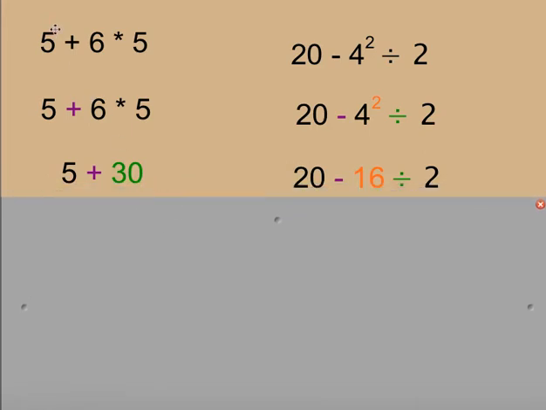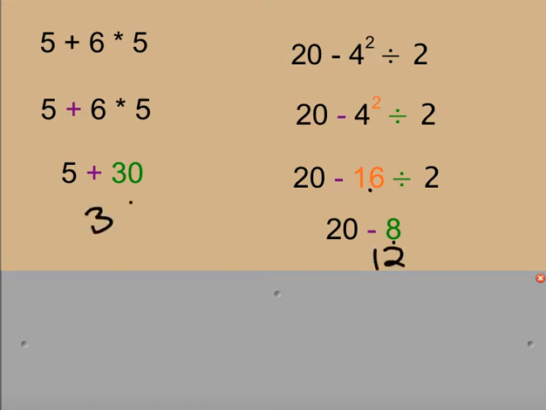Okay, and looking at the left side here, we get 30, add 5, and we get 35. On the right side, we don't have any parentheses, so we need to square things first. So we get 16. And then since division comes before subtraction, we divide and we get 8. So 20 minus 8 is 12. So here we get 35, and the other one we get 12, using those order of operations.